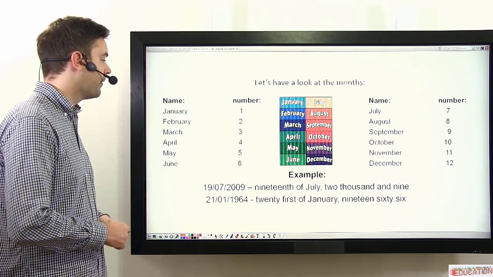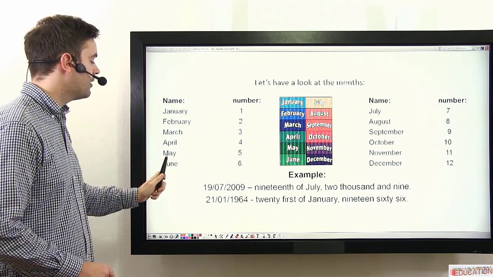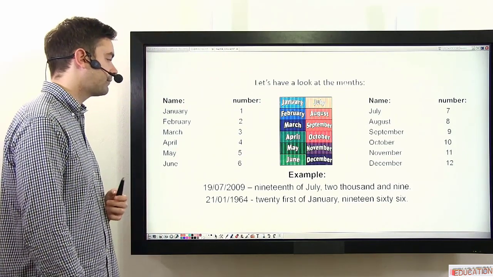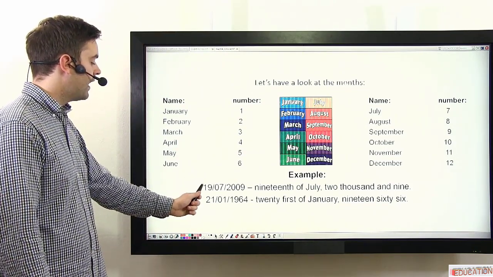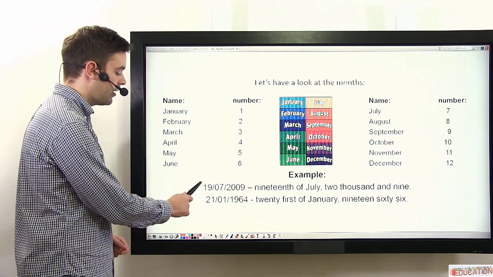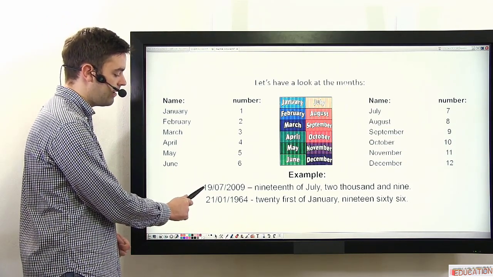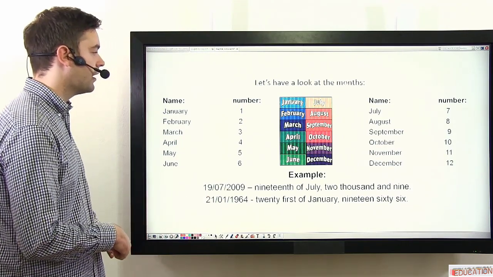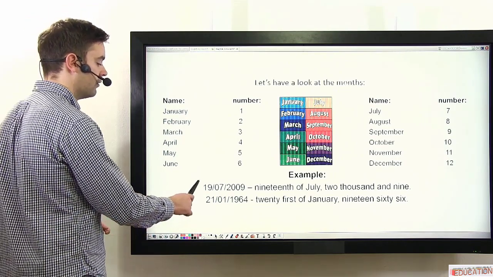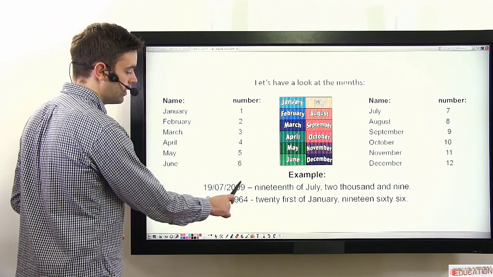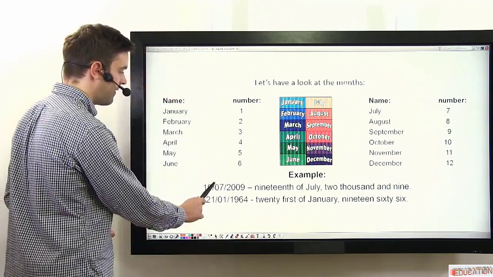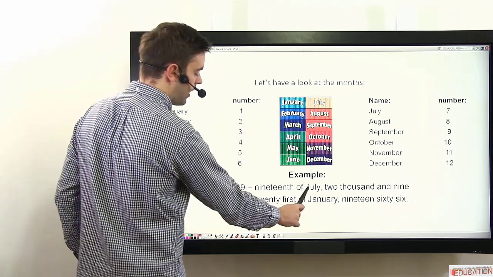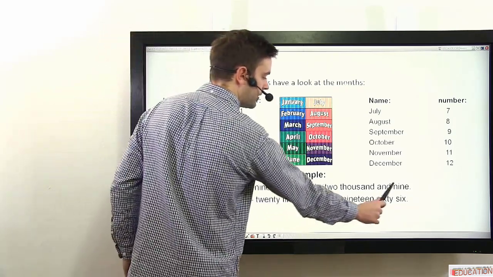So let's take a look at the months. We have January, February, March, April, May, June, July, August, September, October, November, December. So here we have the date. 19, which is the day, the month, 07, and the year, 2009. So we do the ordinal number. So 19th, 7 is July. So 19th of July, and the year 2009.